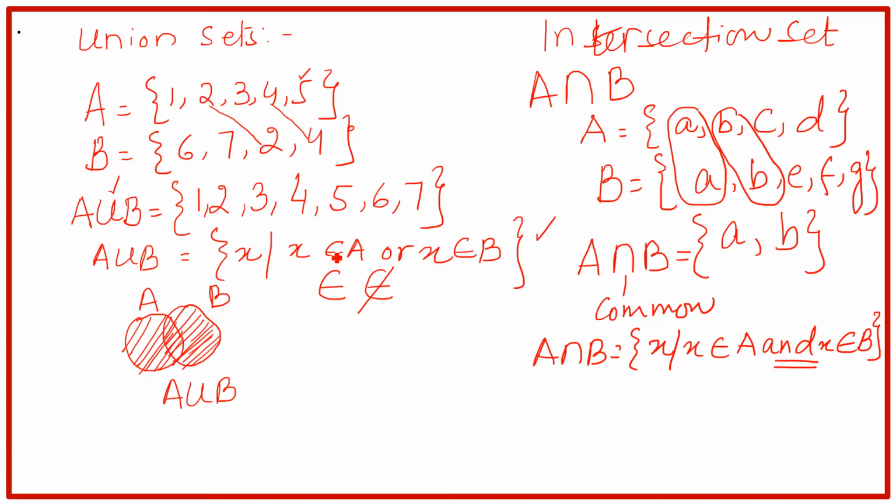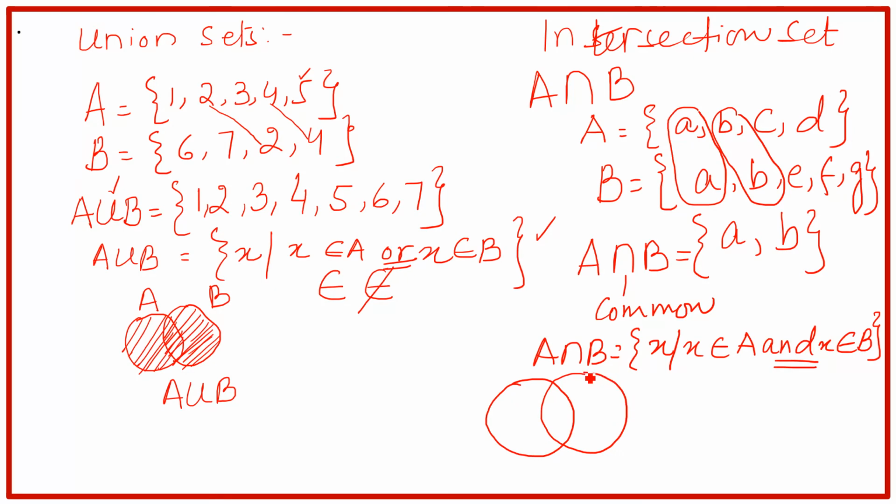But in the case of A union B, it is x, while x belongs to A or x belongs to B. It means you have to write down the elements of both A and B. Here you have to write down only what is common between A and B. So this is A intersection B, and now, how will you show it in the Venn diagram?